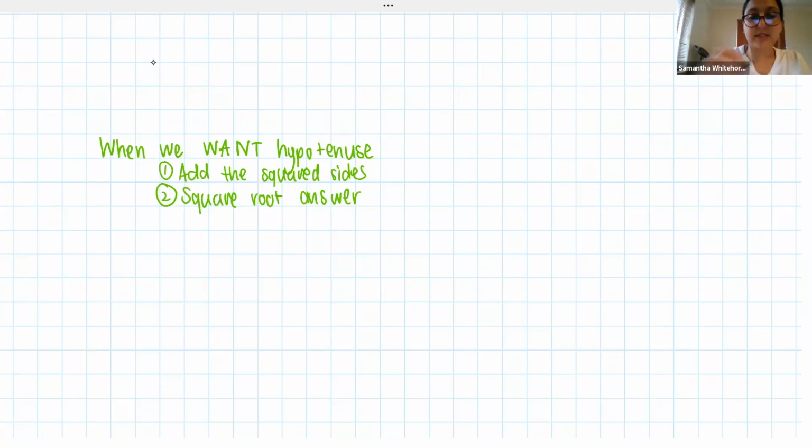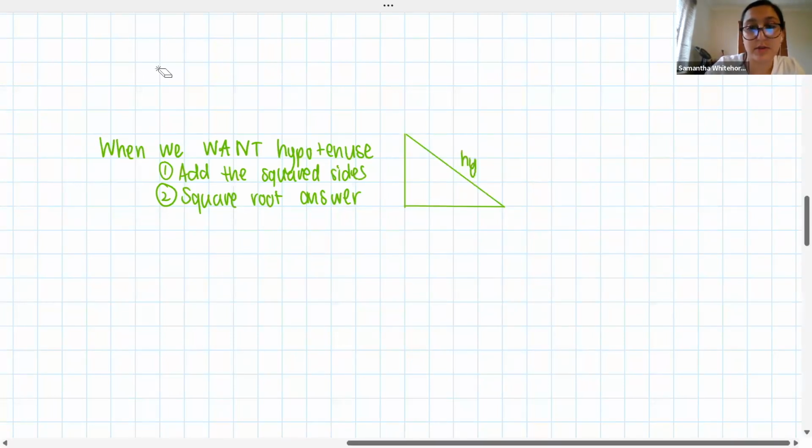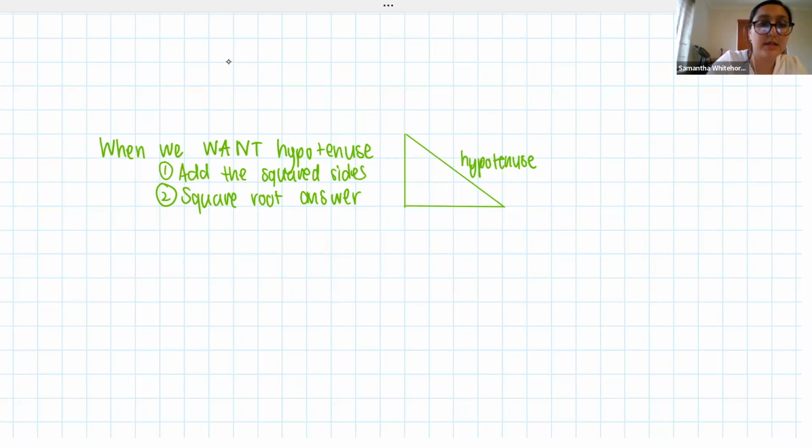Okay, so I'm going to say it in words. When we want the hypotenuse, right? So in my right angle triangle, I'm looking for the hypotenuse. Remember, the hypotenuse is this weird curved side that I'm apparently drawing. So this is my hypotenuse. When that is the unknown side, we will add the squared sides and then we will square root. Okay, that's if we want the hypotenuse.